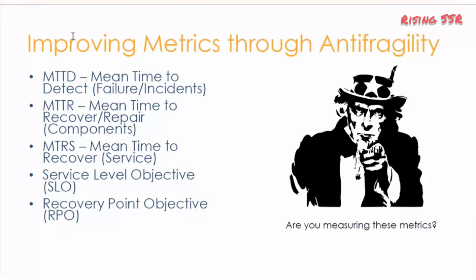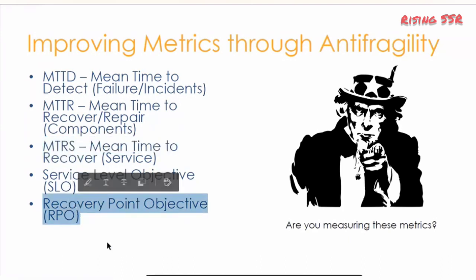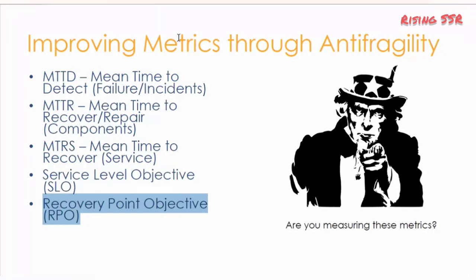So which are the metrics that will improve? Mean time to detect, obviously. Mean time to repair or recover, obviously. MTRS, mean time to recover a service. SLO and recovery point objective. That is what we talked about, the example that I gave you. Right? So all these metrics are drastically going to be impacted or improved when we have anti-fragility built in.